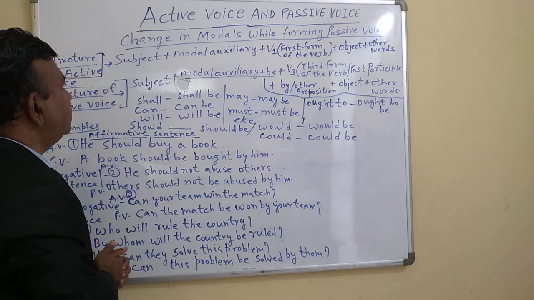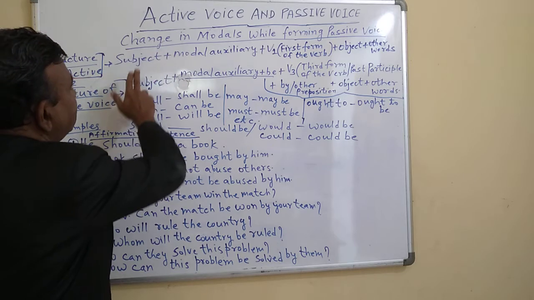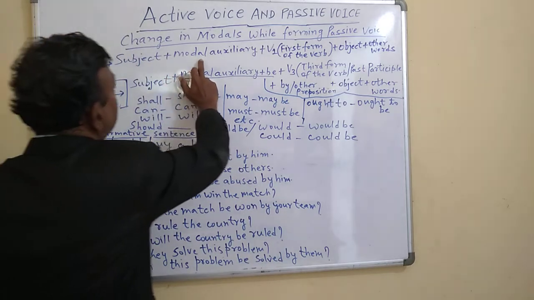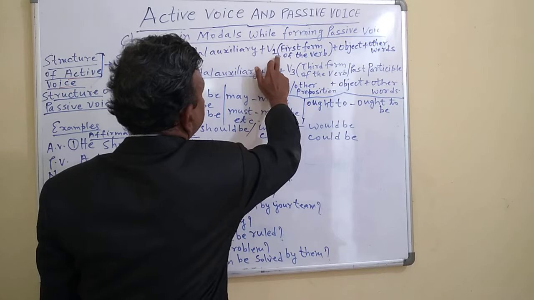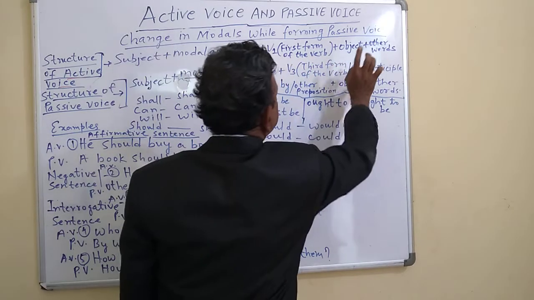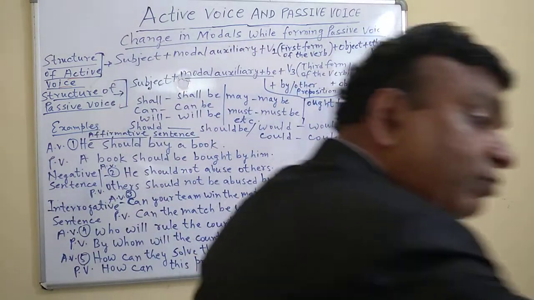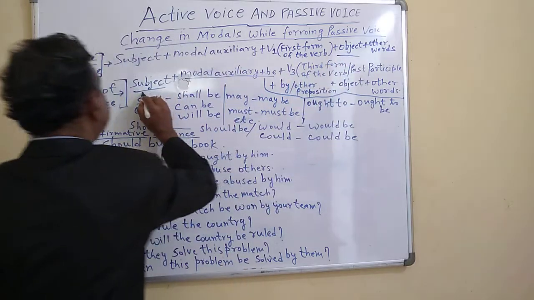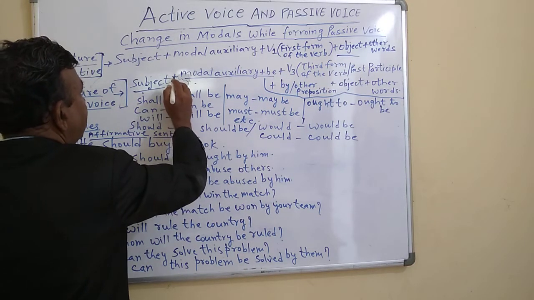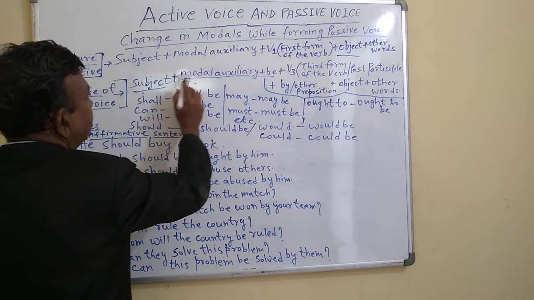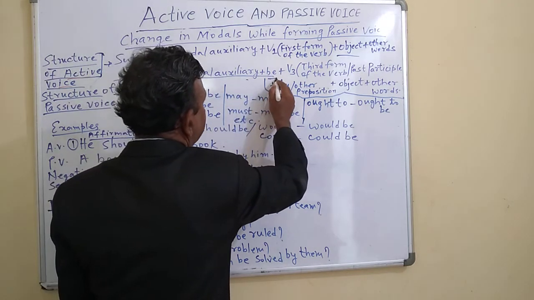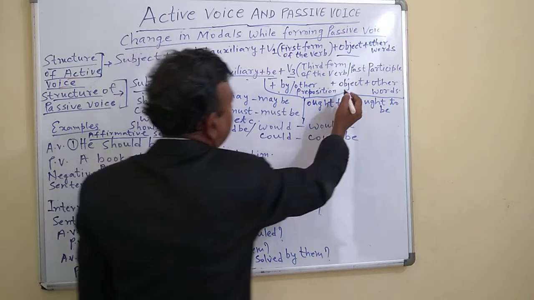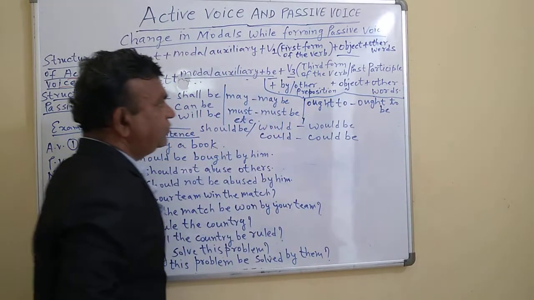So while we are changing, we have to understand, firstly we should know the structure of these sentences. Subject plus modal auxiliary plus V1, the first form of the verb will be used here, and object plus other words, and then you have to see how to change. This object will become the subject here. So in passive voice, subject plus modal auxiliary plus be plus third form of the verb, past participle form, plus by or other preposition, plus object plus other words, we are using like that.